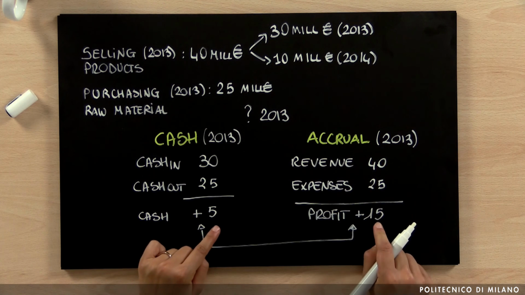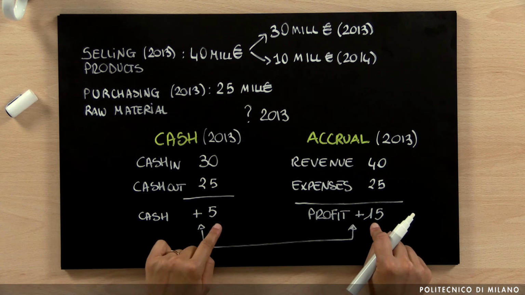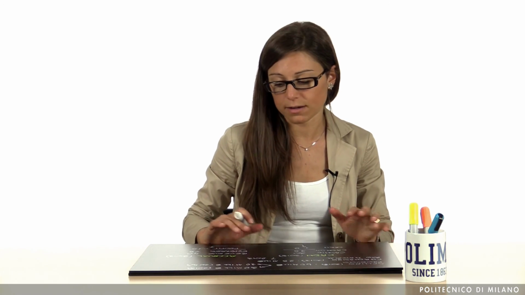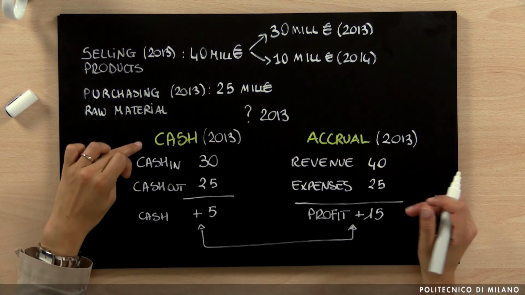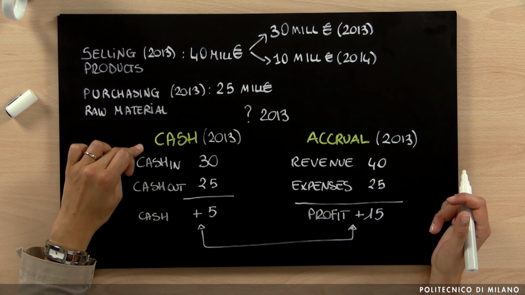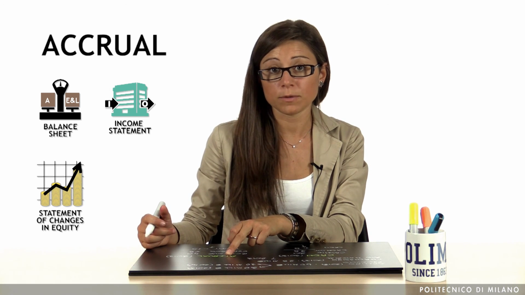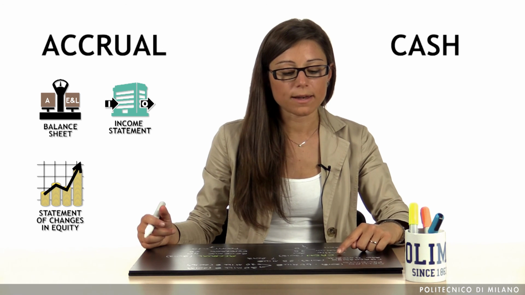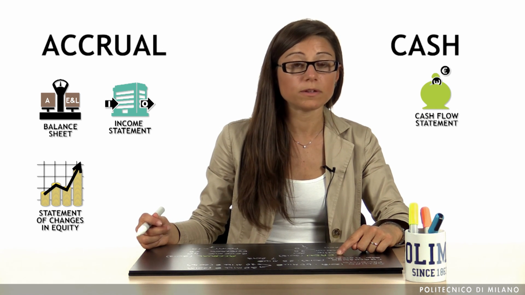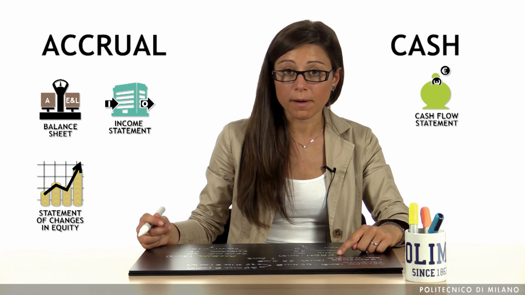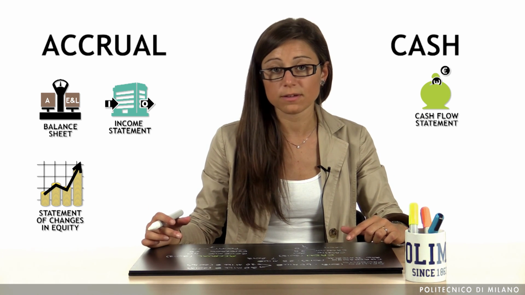So pay attention, because whether we are using an accrual logic or a cash logic, we will have very different information. And this principle is really important because some of the financial reports are defined by using an accrual principle, while others are defined by using a cash principle. If you want to be more precise, the accrual logic is adopted by the balance sheet, the income statement, and the statement of changes in equity, while the cash logic is adopted in the cash flow statement. Keep this in mind, because we are going to register the events in a different way.